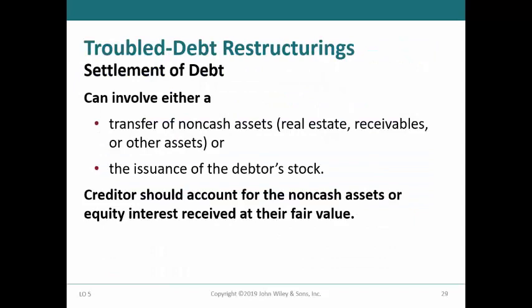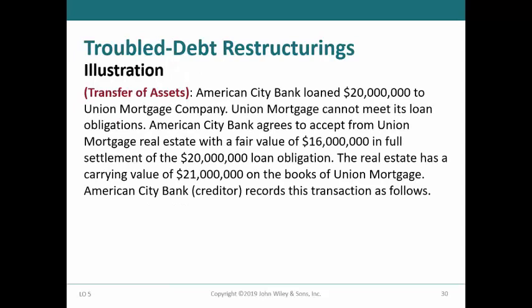Settlement of debt can involve either the debtor transferring non-cash assets to the creditor or the issuance to the creditor of the debtor's stock. The creditor should account for the non-cash assets or equity interest received at fair value. To illustrate settlement of debt, we will consider where American City Bank loaned $20 million to Union Mortgage Company. When Union Mortgage fails to meet its loan obligations, American City Bank agrees to accept real estate with a fair value of $16 million in full settlement of the loan. The real estate has a carrying value of $21 million on the books of Union.